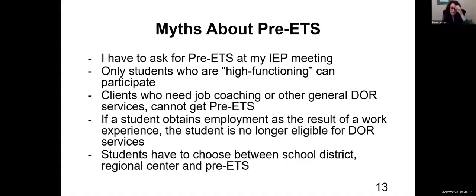Are there any other questions about pre-employment transition services? I had a question about work-based learning experiences. Do you have any examples of specifically what that looks like?